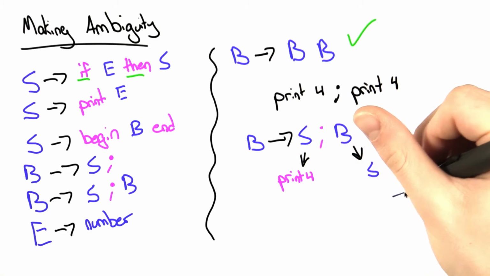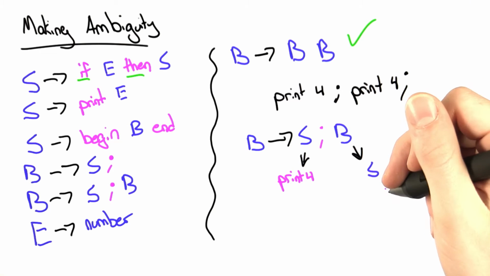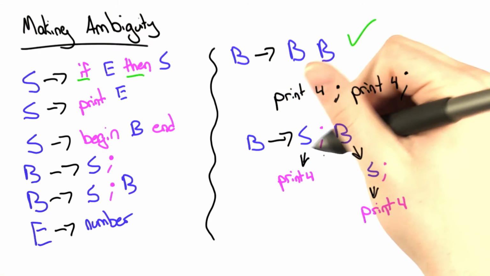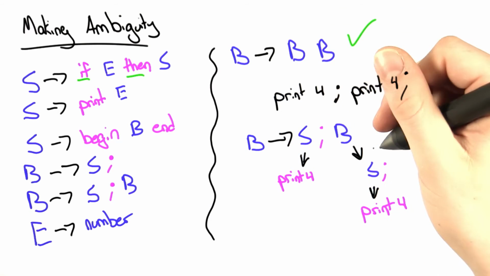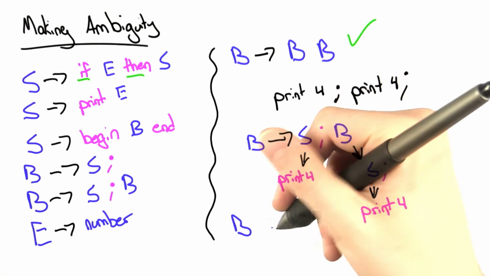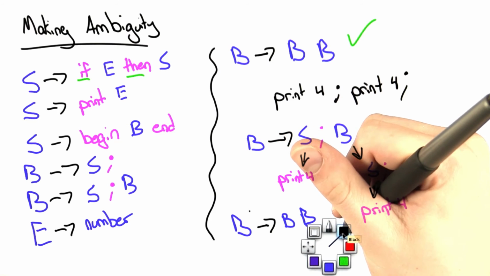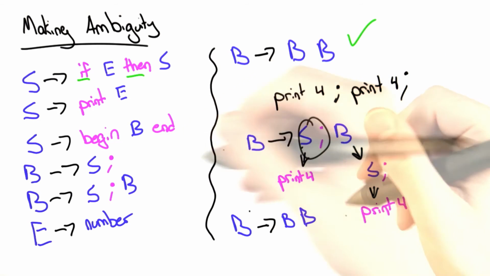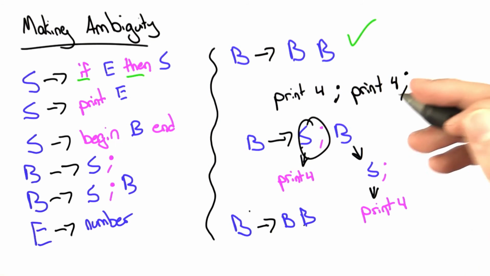Oh, I forgot to add that. We replace the S with the print 4. An alternative way is basically to do something very similar, where we start with the B, we go to BB, but this time we replace each B with the S semicolon. So that's our second way.